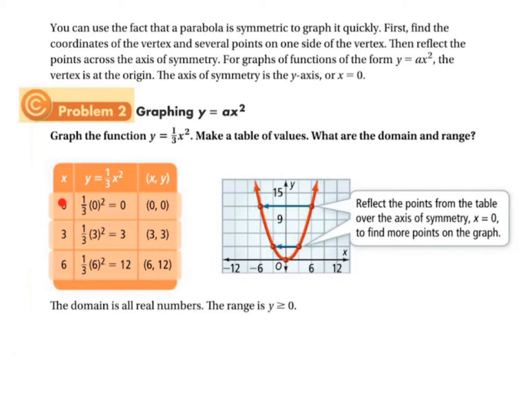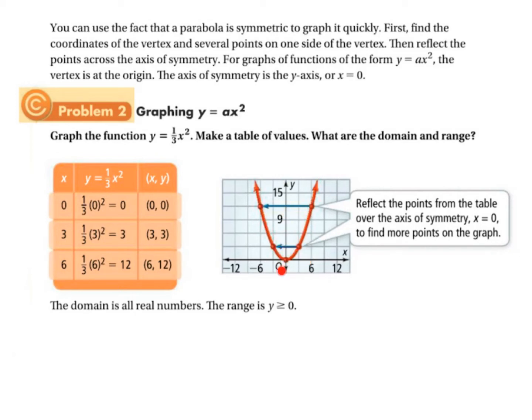Well, they pick 0, 3, and 6, so that when you square it, you get 3 squared is 9, 1/3 of 9 is 3. We get an output value of 3. If we put in 6, 6 squared is 36, and 1/3 of 36 is 12. So for an input of 6, we get an output of 12. These are coordinates. Here we go, (0, 0), (3, 3). You notice that they're going by 3 units for each box in both directions. So (3, 3), (6, 12).